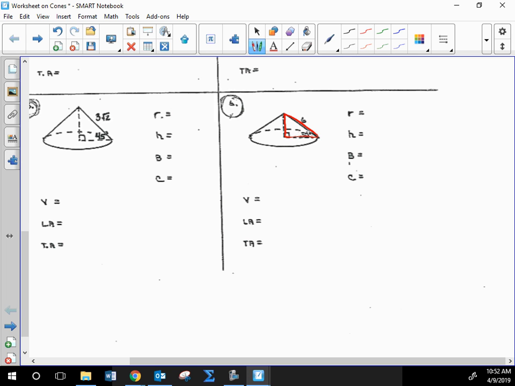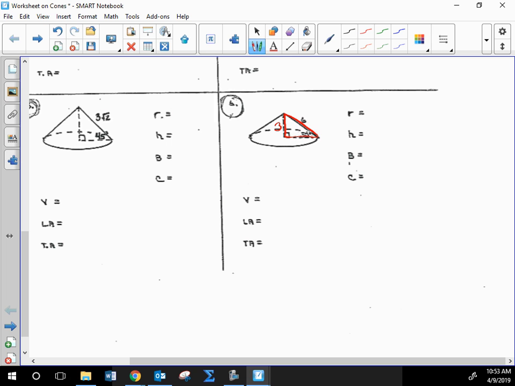Is my height 3 or is my radius 3? The height is 3. How did you know the height is 3? Because it's the smaller side and the 30 is the smaller angle. Good. 30 is across from my small side, so I take my short side, which is the height, just across.